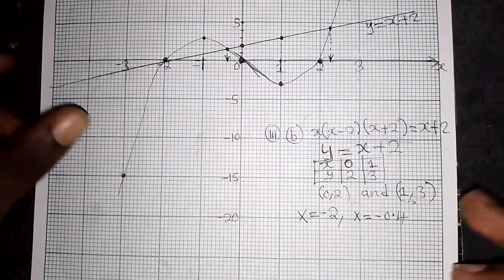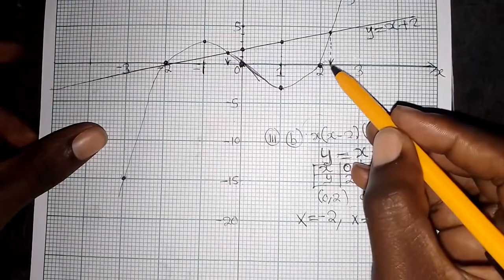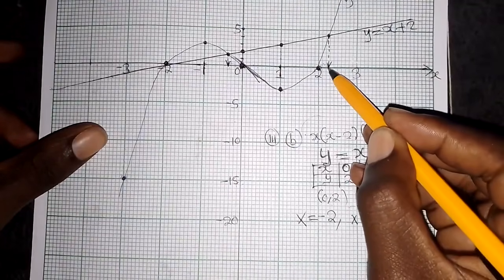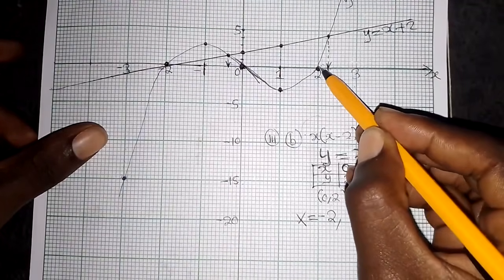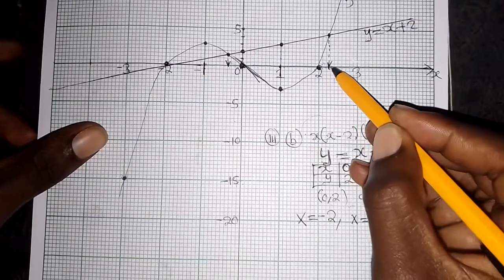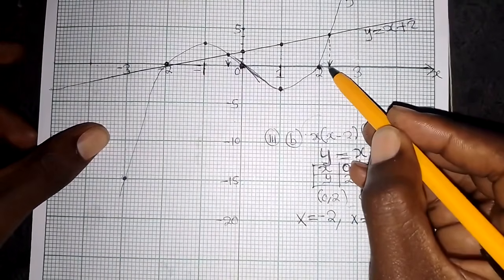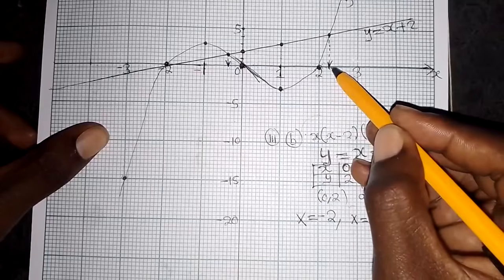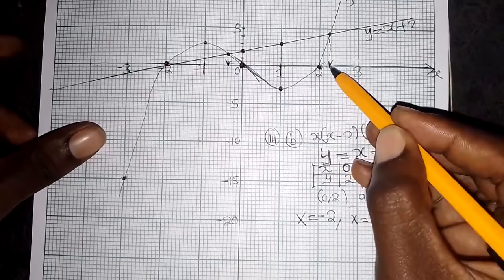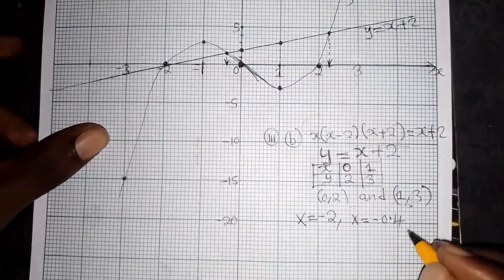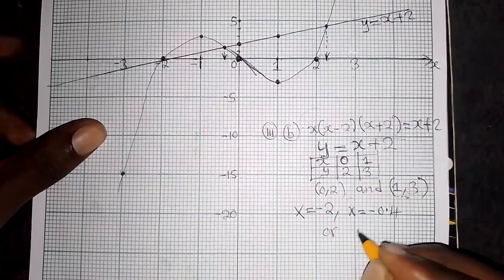Then I move here. Where is it cutting on the x-axis? 2.1, 2.2, 2.3. So it can be 2.3 or 2.4. So I can say x is equal to what?